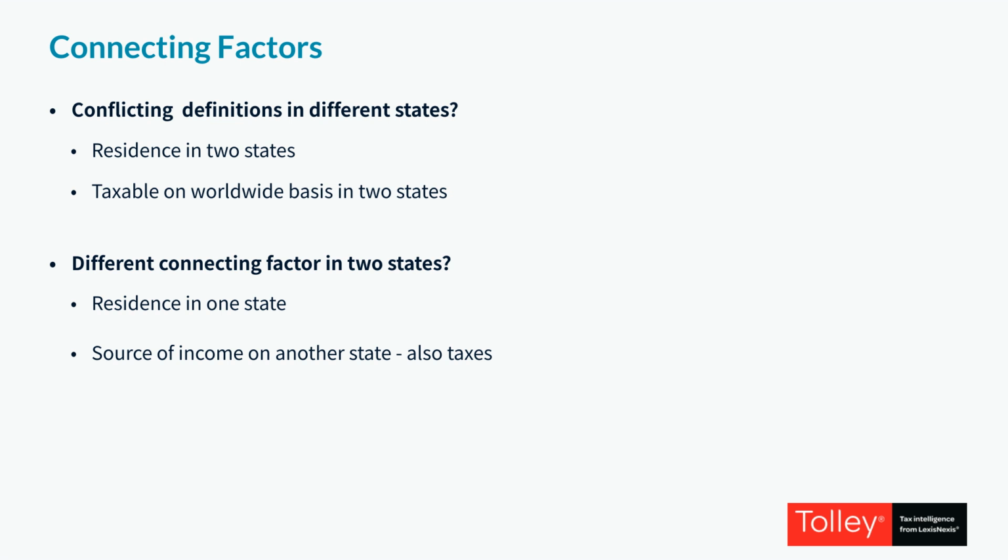Alternatively, there could be different connecting factors applying in 2 states. This was our example of Lisa, who has rental income from London but lives in France. One country is imposing tax on the taxpayer on the basis of residency, and the other country is taxing them on the basis of source. In both instances, the interaction of the connecting factors has led to double taxation.